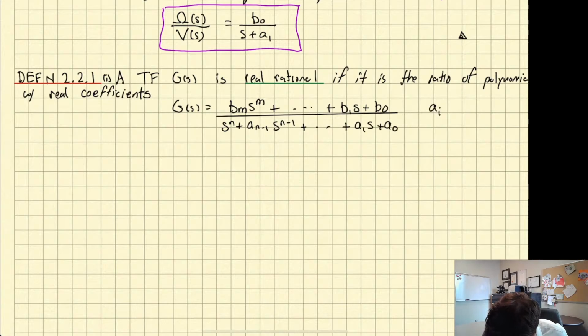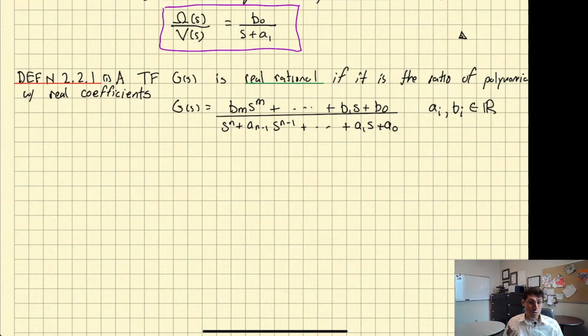Where the AIs and the BIs are real numbers. Okay? So most of the systems we encounter are rational, or have transfer functions of this form, but there are important examples that do not. One would be a time delay. A time delay in the Laplace domain is e to the power of negative s times the time delay. That's an irrational function, so it's not a rational transfer function.